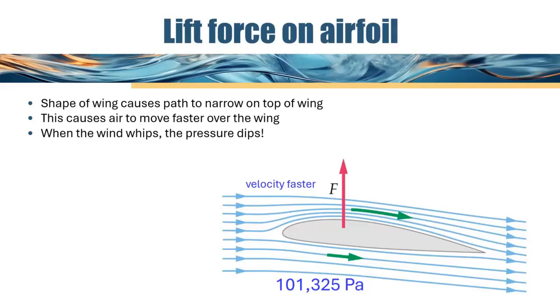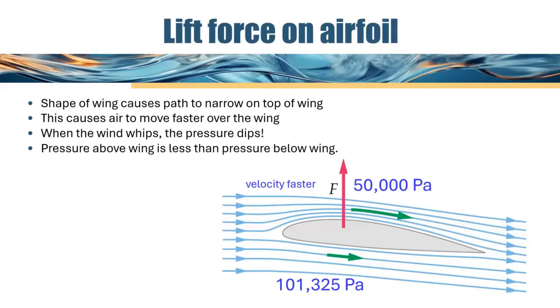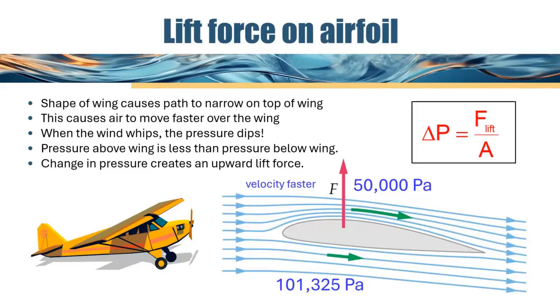So the pressure above the wing is going to be less. I just made up this number. So we have 101,325 below the wing and maybe only 50,000 above the wing. And this change in pressure is going to create an upward lift force. So next time you're on an airplane and you're getting ready to take off and you're going down the runway and you feel that immediate lift, you can say to yourself, that is Bernoulli.